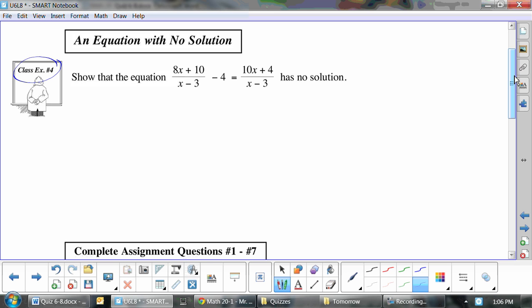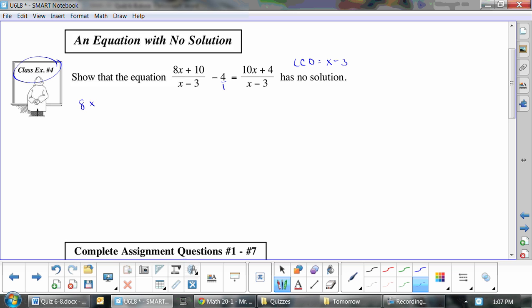Okay, so this question has more than one term on each side. So that means we can't do the cross multiplication. We have to do the LCD. Luckily for us, though, our LCD is super easy on this one. Yeah. So it's just x minus 3. So we get to multiply everything by x minus 3.